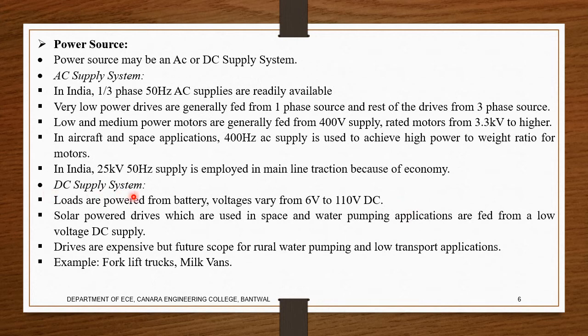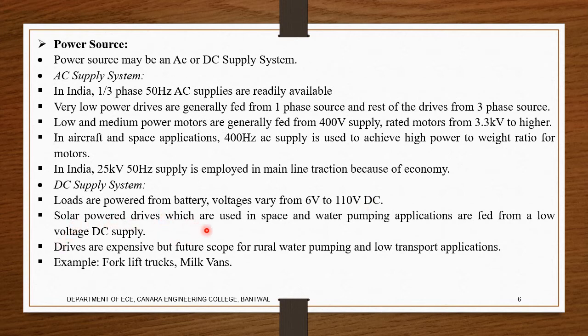The second case is the DC supply system. The loads are usually powered from battery voltages, which vary from 6 volts to 110 volts DC. Normally we use batteries, the inverter battery, and what we use in our cars, which are sourced from those.